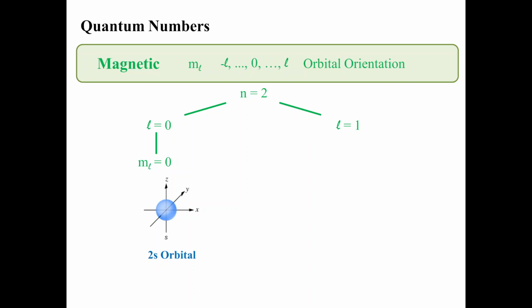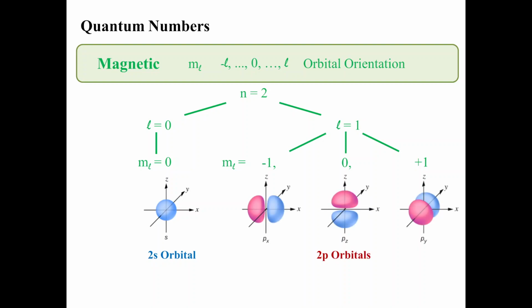Then if we look at our angular momentum quantum number equal to 1, or L equal to 1, we'll see this splits up into 3 different possibilities, where we have -1, 0, and +1. And this represents the different orientations we can have for our 2p orbitals. We'll have px, pz, and py.